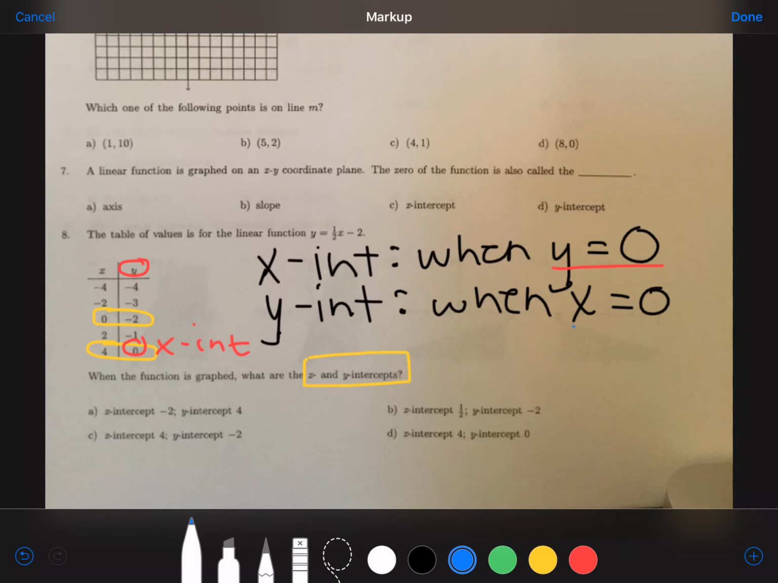The y-intercept happens when x is equal to 0. So that means we're going to look at the table and see when x is equal to 0. That's going to be the y-intercept. So I want you to make sure you label that one y-intercept.